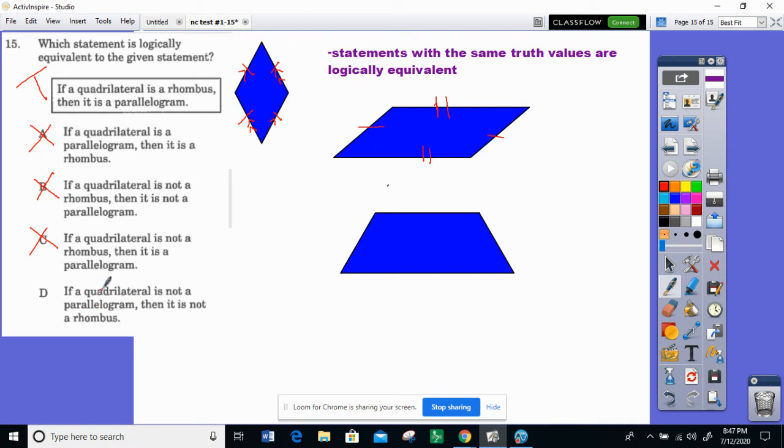If a quadrilateral is not a parallelogram, okay, so let's test that out on this quadrilateral down here. This is not a parallelogram. Is it also not a rhombus? Hey, that's actually true. This is actually the contrapositive form of the original conditional statement, where you switch around the hypothesis and the conclusion, but you negate both of them. You put not into both the first statement and the statement after the comma.